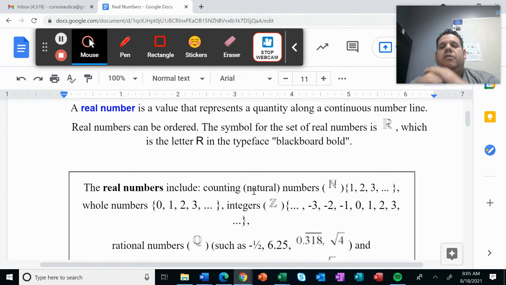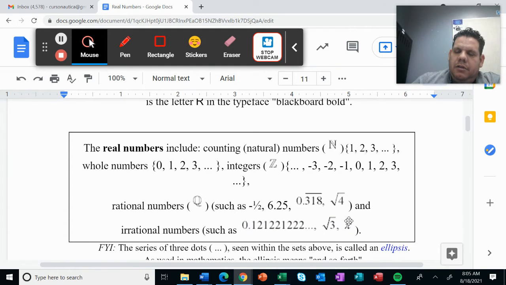Rational numbers are numbers that come from a division. The symbol is this Q, and those could be negative, expressed as a fraction, expressed as a whole number plus a decimal, or just a decimal, and the answer from a square root, which basically could be a whole number or integer, or just a number with many decimals.